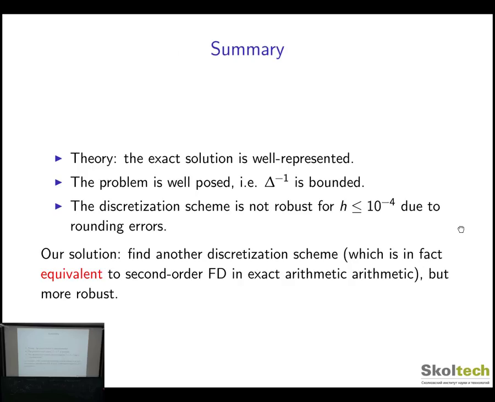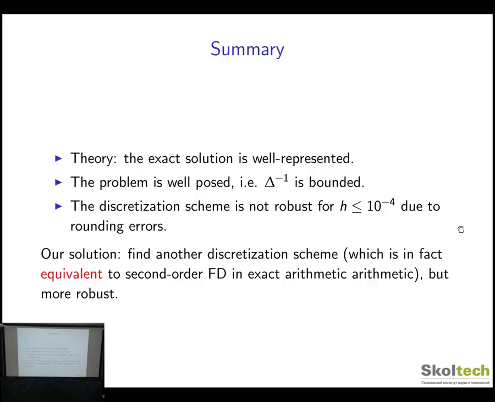And well, that's a problem because this is a bounded operator, right? Delta minus 1, so it's a well-posed problem. So the error comes from rounding errors. In exact arithmetic, everything is fine, but the rounding errors of the finite element method are not included. And the discretization scheme is just not stable. It is not robust for h smaller than 10 to minus 4 due to rounding errors. And that's our solution. I do not claim it's the best solution, but it works.